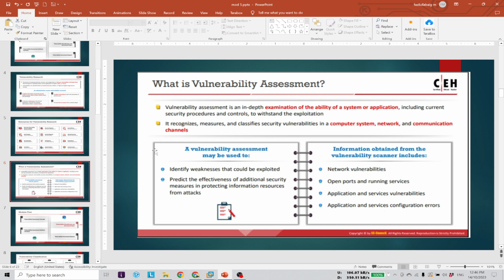Okay, so application and services vulnerabilities. In the third point you can see what applications are running on the particular operating system, and both applications and services have vulnerabilities. So these kinds of things can be discovered with vulnerability scanners. And application and service misconfigurations and errors, I will explain briefly so that you can understand. So let's go to the next slide.